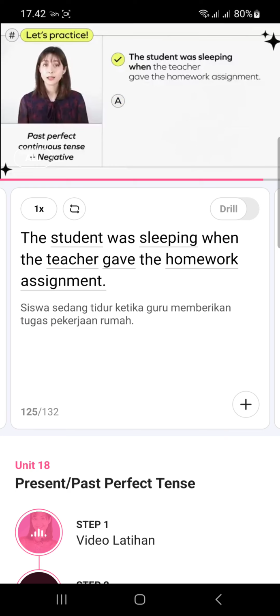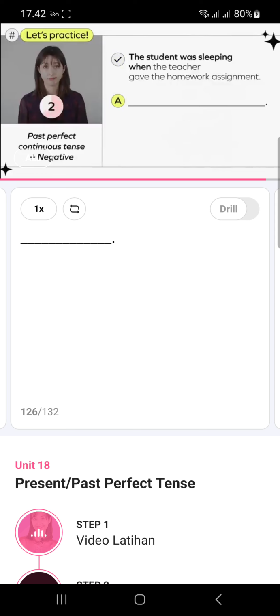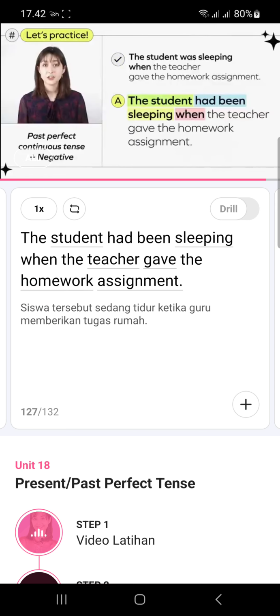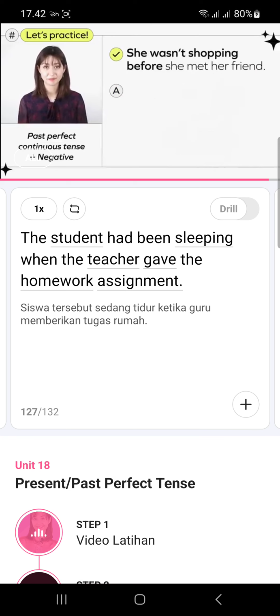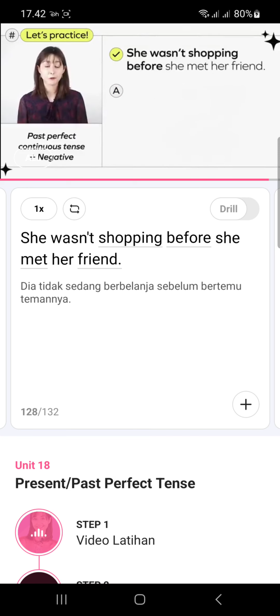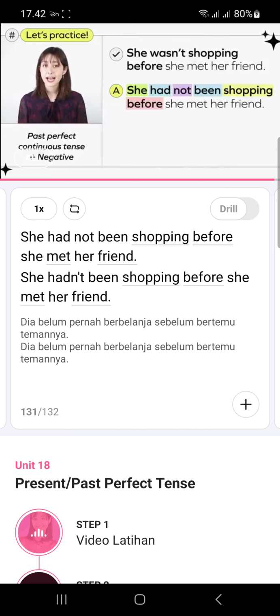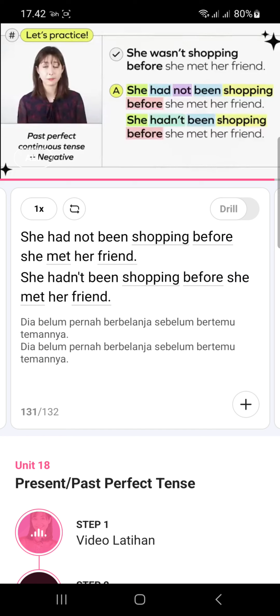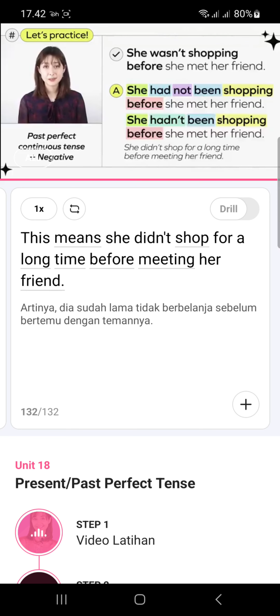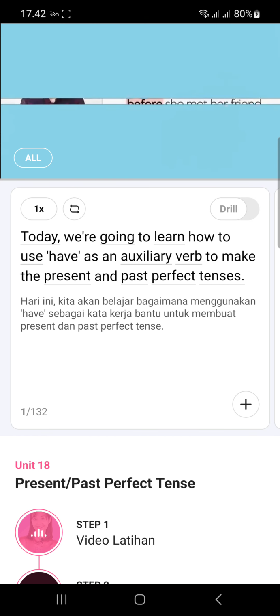The student was sleeping when the teacher gave the homework assignment. The student had been sleeping when the teacher gave the homework assignment. She wasn't shopping before she met her friend. Perfect. She had not been shopping before she met her friend. She hadn't been shopping before she met her friend. This means she didn't shop for a long time before meeting her friend.